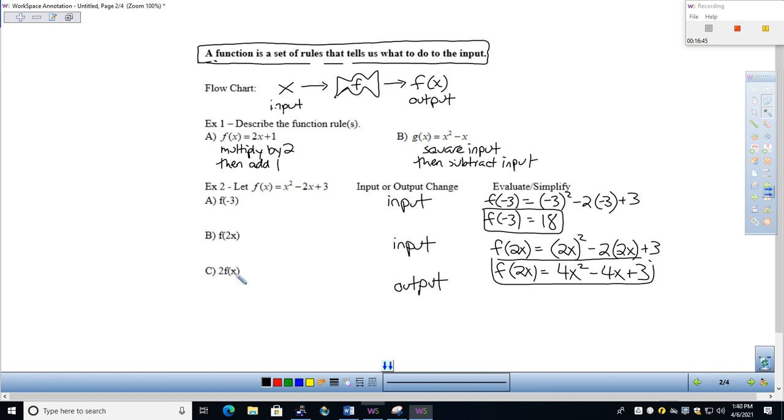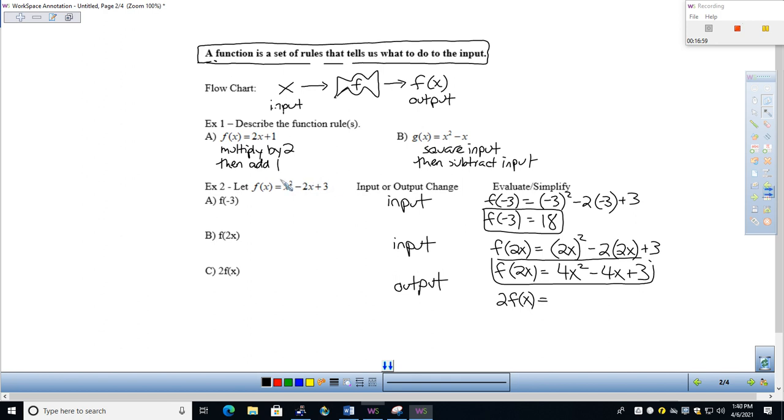Okay? Input is staying the same. I take my f of x, and I'm going to multiply it by 2. So in this particular case, 2 f of x. Well, if I look at this, this is f of x. Let me see it circled right here. Everyone kind of see that? That is f of x.